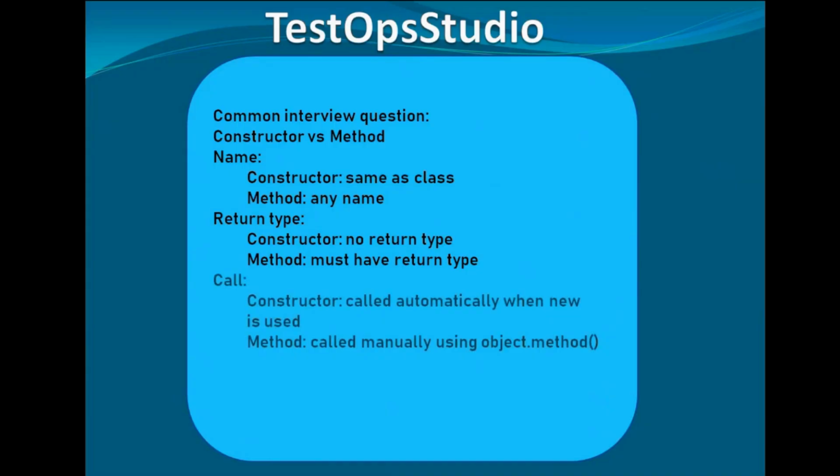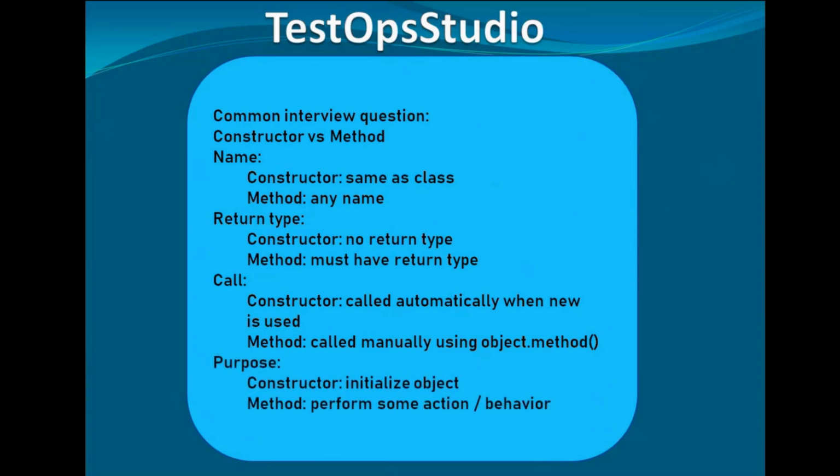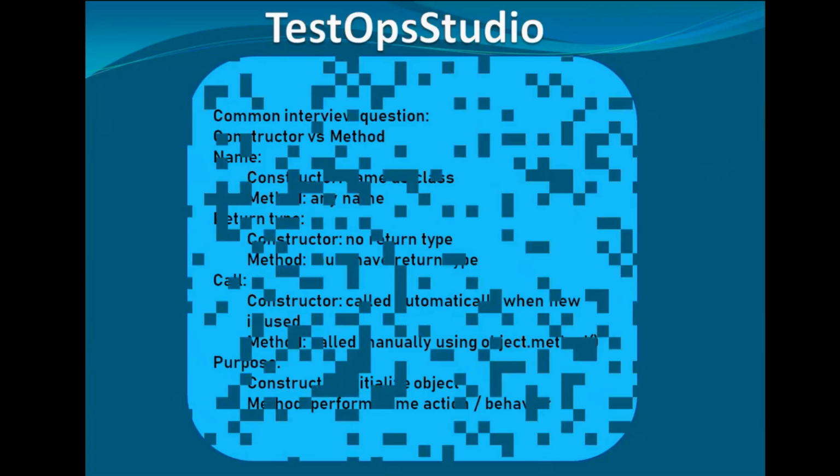Now how to call a constructor? Constructor will be called automatically when new is used. New is used to create an object. Method is called manually using object.method. The purpose of a constructor is to initialize the object, while the purpose of a method is to perform some action or some behavior.